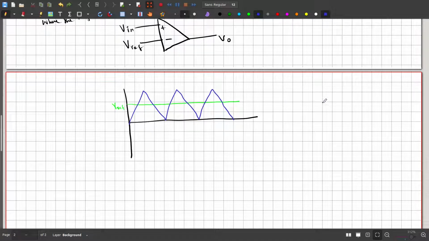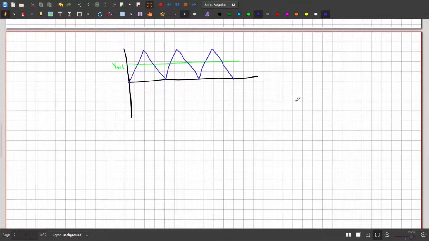So this is our input voltage V, in triangular form. We know that whenever the input voltage is greater than V reference, we have a logic high.